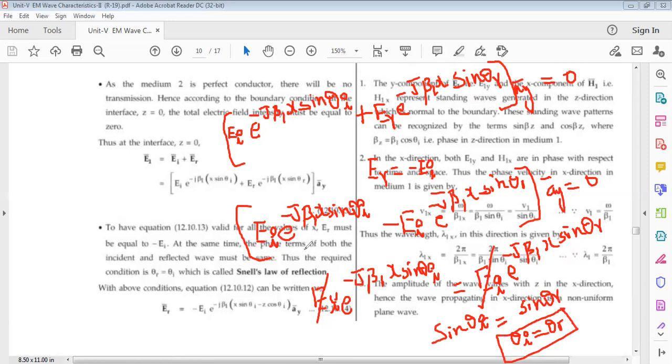At the same time, the phase terms of both the incident and the reflected wave must be the same. Thus, the required condition is that theta I is equal to theta R, which is called Snell's law of reflection. Snell's law of reflection. Got it, my students?